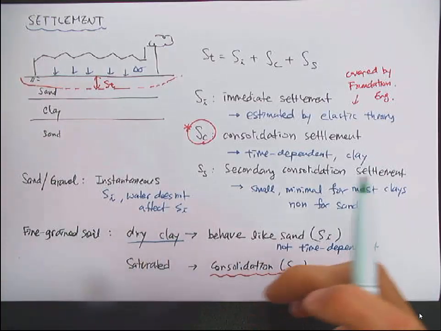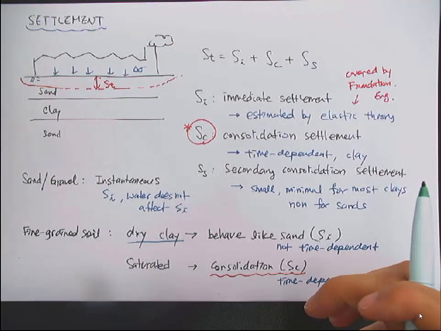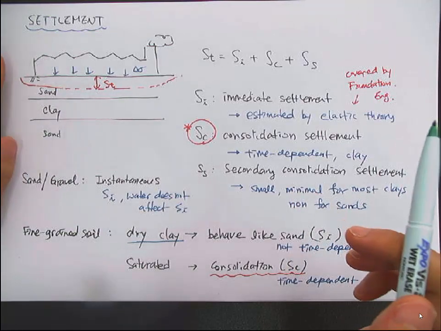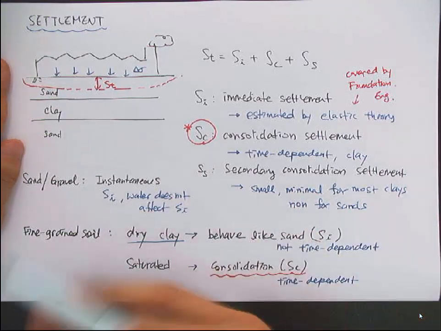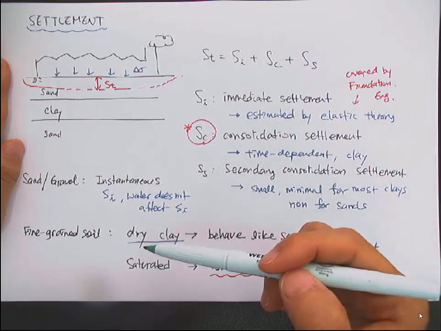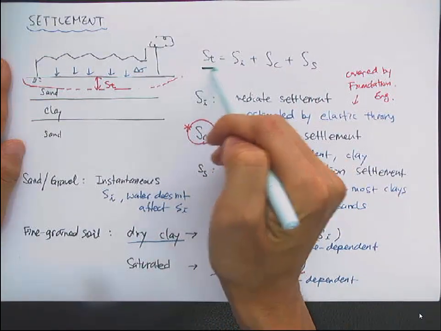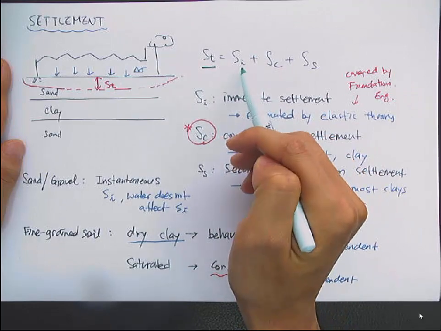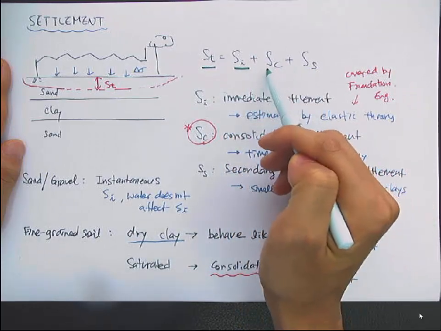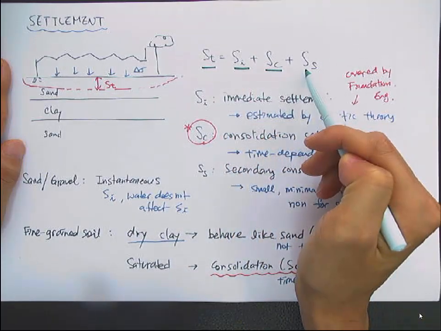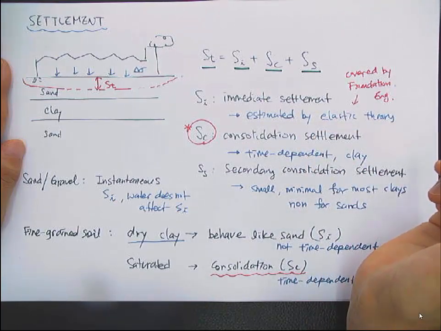Hello everyone, this is the second class of settlement. So today we'll talk about how to calculate the settlement. In the last class we have seen that the total settlement is the summation of immediate settlement SI, the consolidation settlement, and the secondary consolidation settlement.